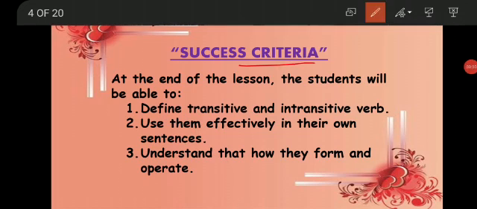Okay students, the learning objectives of this lesson are that at the end of this lesson, you will be able to define transitive and intransitive verbs, and you will be able to differentiate between these two types. Then we will make sentences more effectively by using these types of verbs, and we will also understand how they form and how they operate.